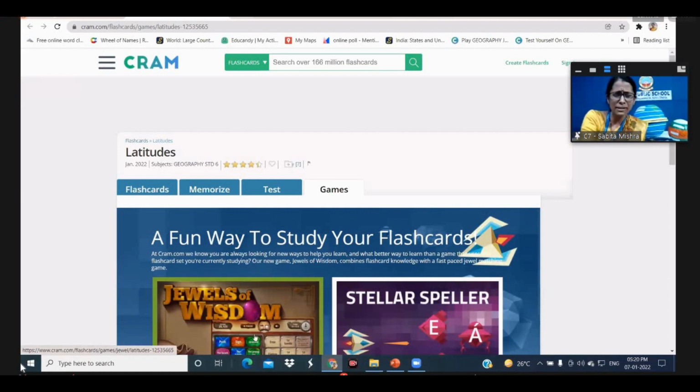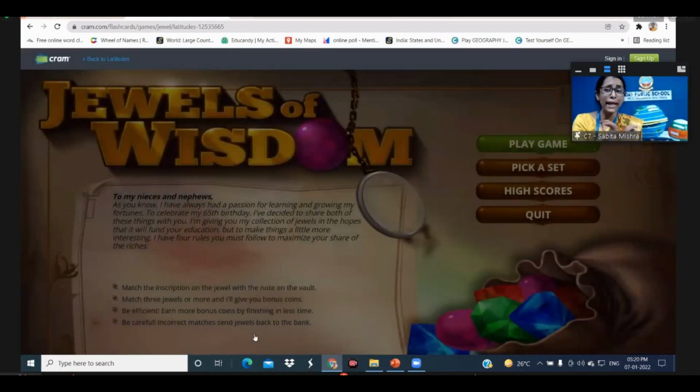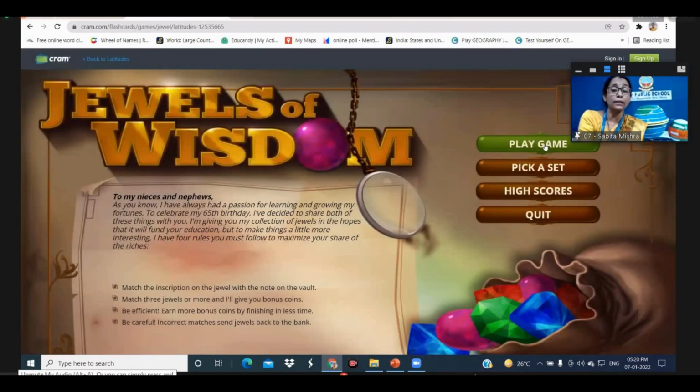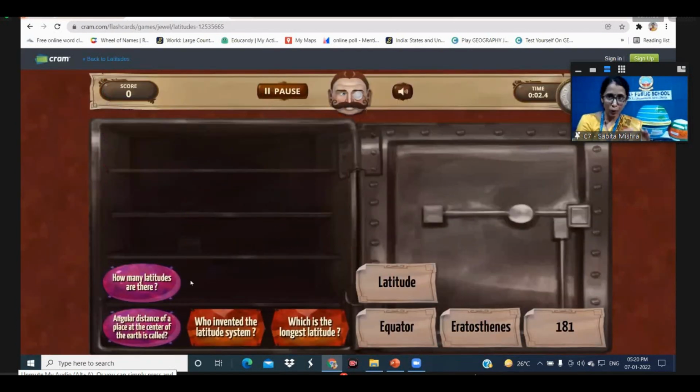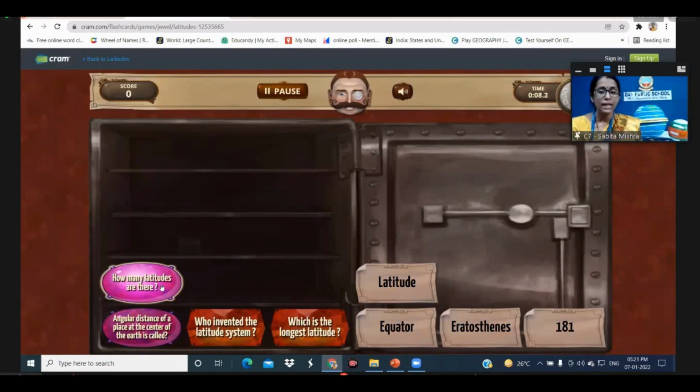So now let us play a game. You will enjoy this game, and the clues will be available on the right side. Now the first question: how many latitudes are there? Who can answer this one? How many latitudes are there?